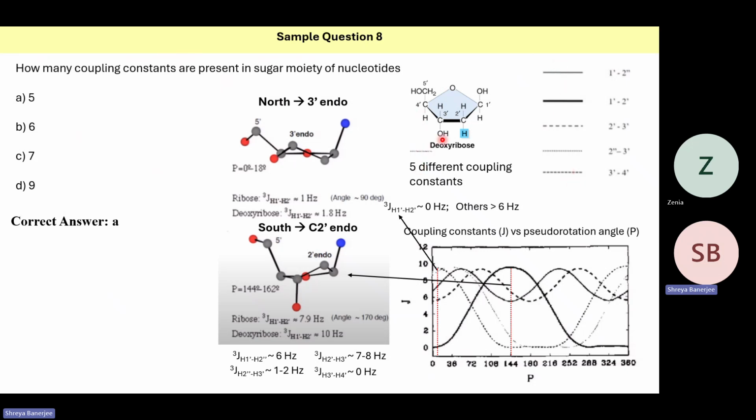The other hydrogens don't really stay as hydrogens. This forms a phosphodiester bond, this forms a phosphodiester bond, this connects to the nitrogenous base. So these are the only 1, 2, 3, 4, 5 hydrogens involved, and there are these 5 coupling constants. And each of these coupling constants varies with change in the pseudorotation angle defining the sugar geometry. So there are 5 coupling constants present in the sugar moiety of nucleotides. So the correct answer is option A.